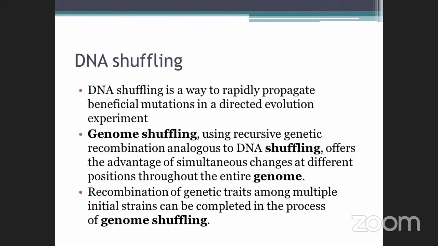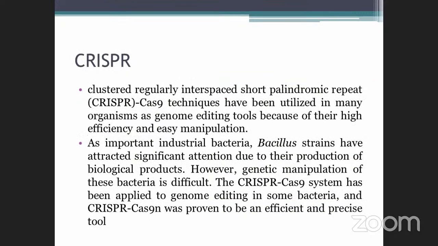So shuffling is nothing but you are doing some DNA experiment. You copy and paste or change some genetic makeup here and there. That is nothing but genome shuffling, and that shuffling is possible through CRISPR-Cas9 technology. It is applicable for bacteria, particularly Bacillus strains, which have attracted significant attention due to the production of biological products. No doubt, it is not that easy to carry out genetic manipulation in that bacteria. However, the CRISPR-Cas9 system is now considered one of the best systems for genetic editing, and it is proven to be very efficient and precise, through which genome shuffling is generally possible.